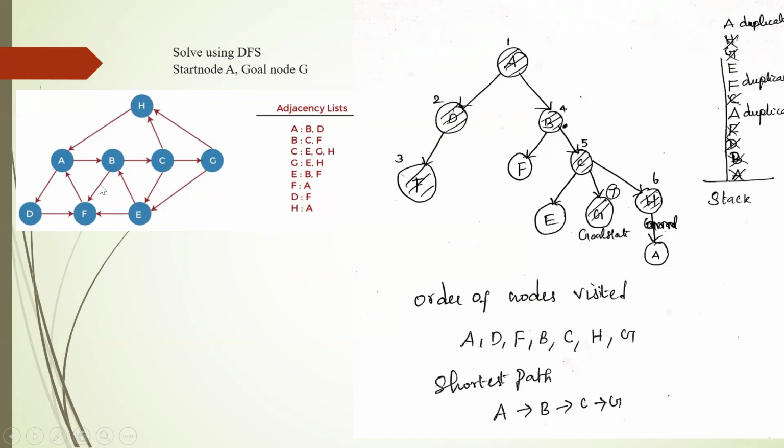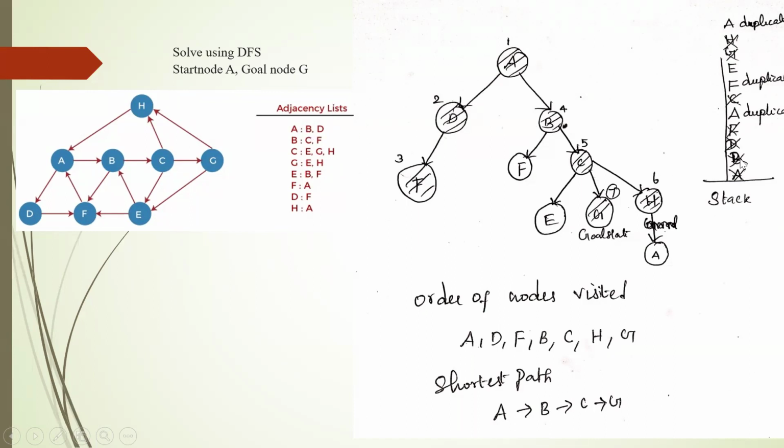And B has F and C. That's why we are writing F and C. C has E, G, and then H. In the same way we have to write the adjacency list of all the nodes. Now we try to solve the problem. We start with A. That's why the starting node is put into the stack. Once a node is visited, I have to cut that node and add the children of the node in the stack. What are the children of A? That is, what are adjacent to A?